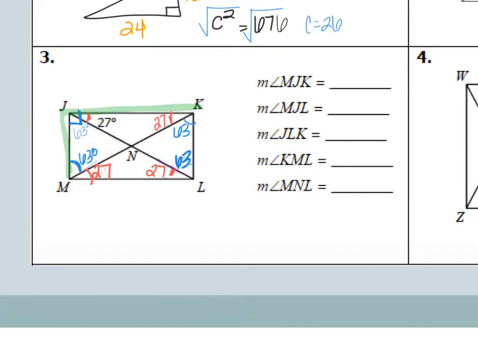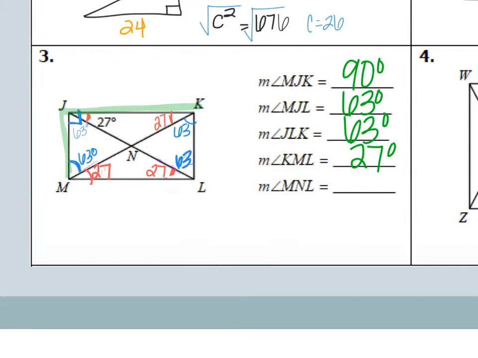MJK looks like that. 90 degrees. Okay. MJL, 63. JLK, also 63. KML, 27.